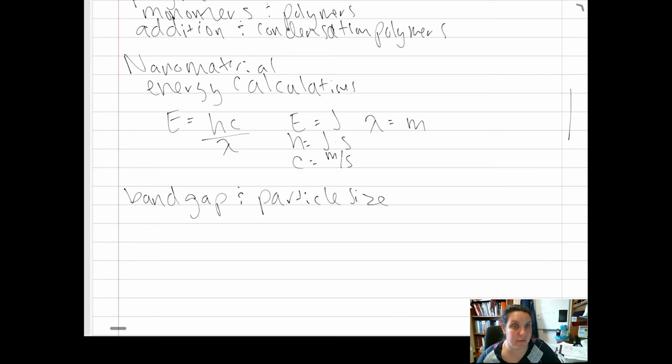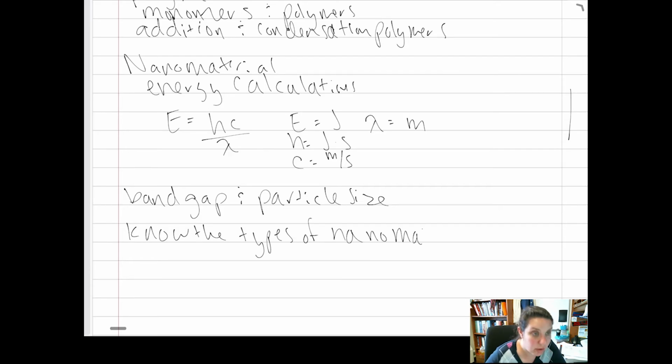Know the different types of nanostructures. So we've got our quantum dots, nanometals, and then the different types of nanostructured carbon: C60, carbon nanotubes, graphene, and nanodiamonds. And again, calculations of their energy or calculations of wavelength based on band gap energy.